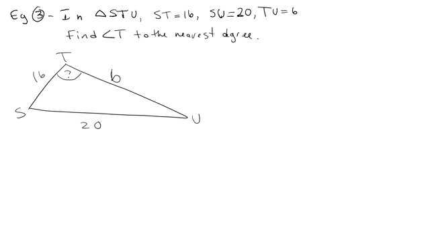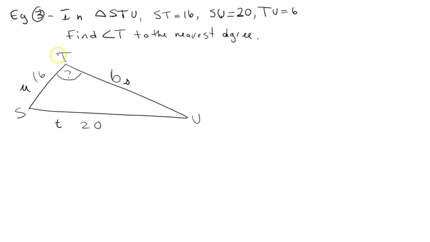So what I want to do now is name it. So this guy is going to be little s because it's across from the angle S. This guy right here is going to be little u across from angle U. And this guy right here is going to be little t because it's across from the angle T.